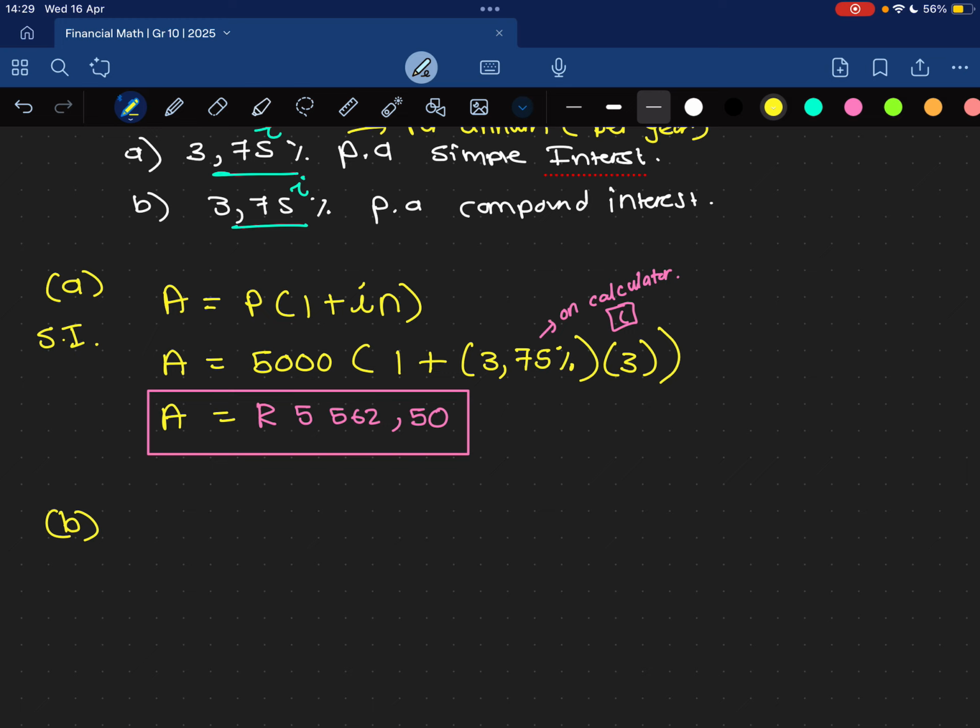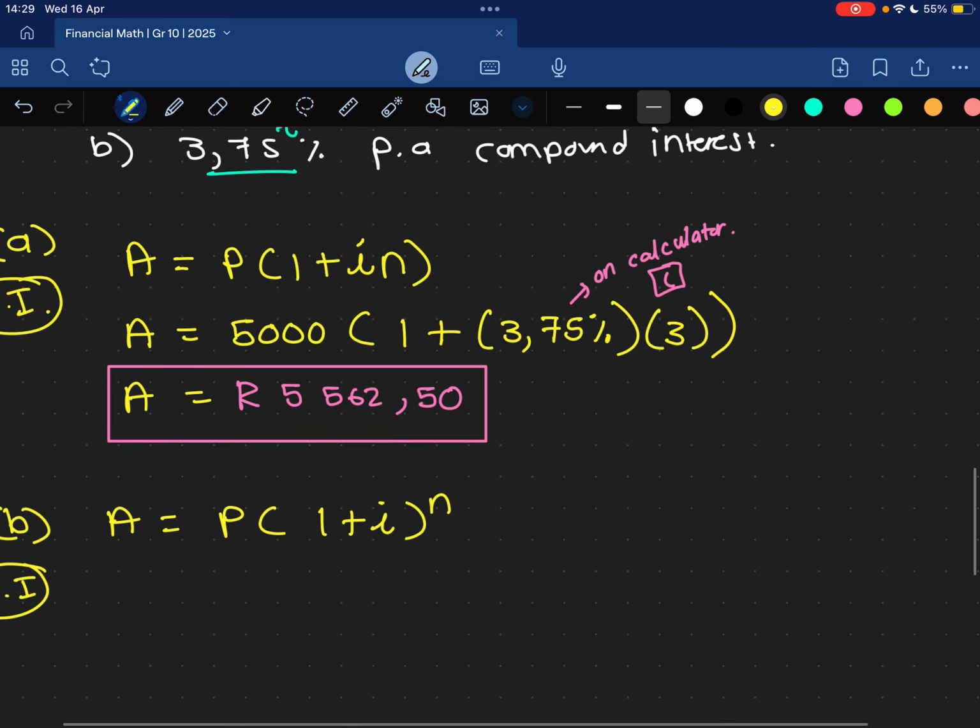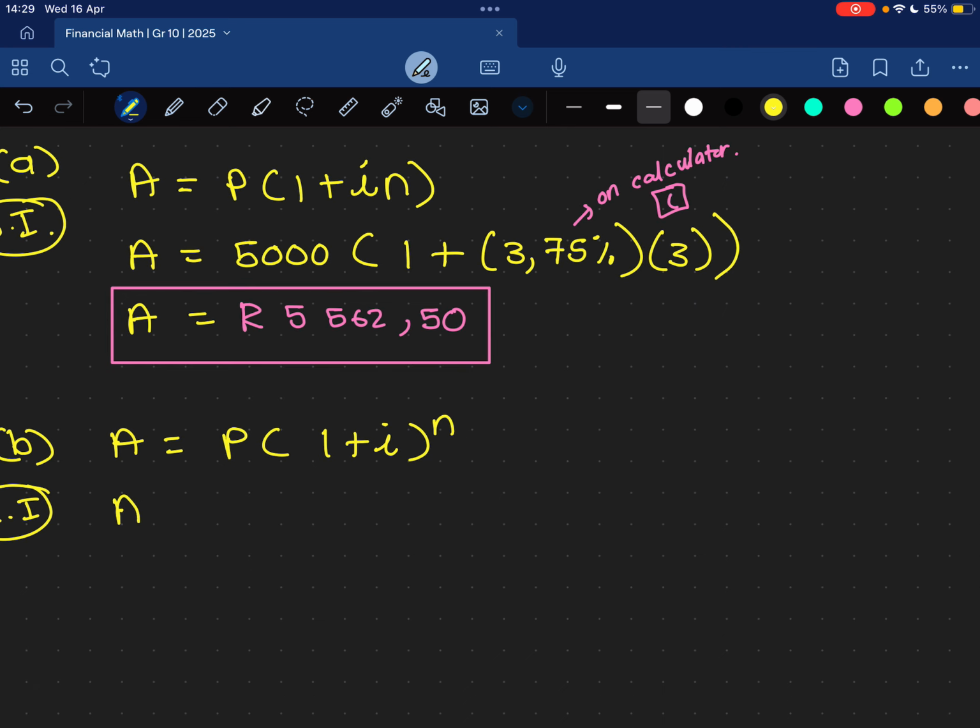Now let's try compound interest. So A is equal to P(1 plus i) to the power of n, because it's compound interest now. So A is equal to the principal amount stays the same, 1 plus the interest rate is still 3.75%, but now it's to the power of 3. So you're going to put the same thing in your calculator, but now to the power of 3.